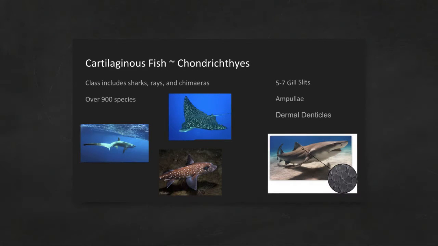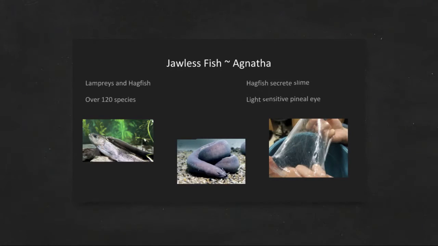The next class of fish are cartilaginous fish, also known as chondrichthyes. This class includes sharks, rays, and chimeras, and there are over 900 different species in the world. Now, the traits that they all share and have in common is that they have 5 to 7 gill slits, which allow them to breathe underwater. They have ampullae, which are a series of pores that outline the tip of their nose, which allows them to detect electrical currents in the water. Now, they don't have scales that cover their skin, but they have something called dermal denticles, also known as skin teeth.